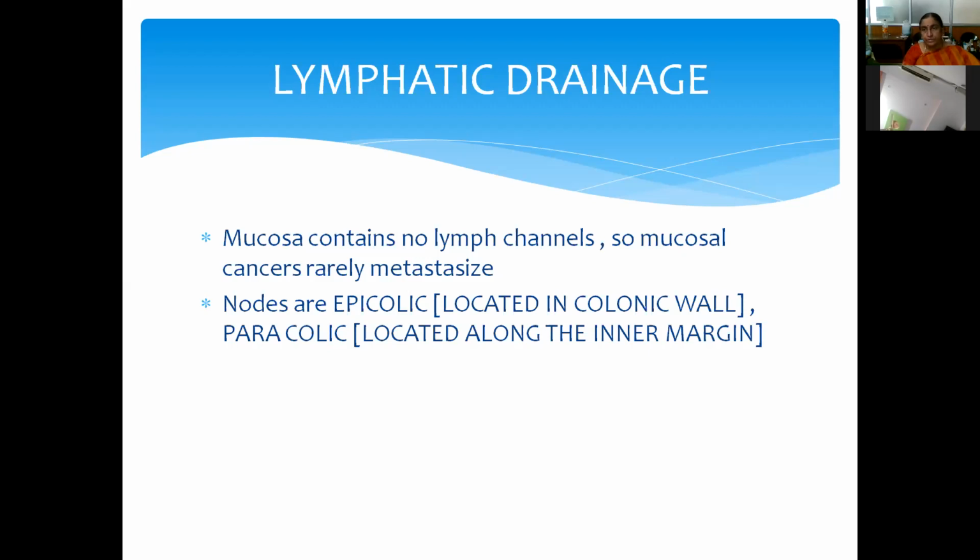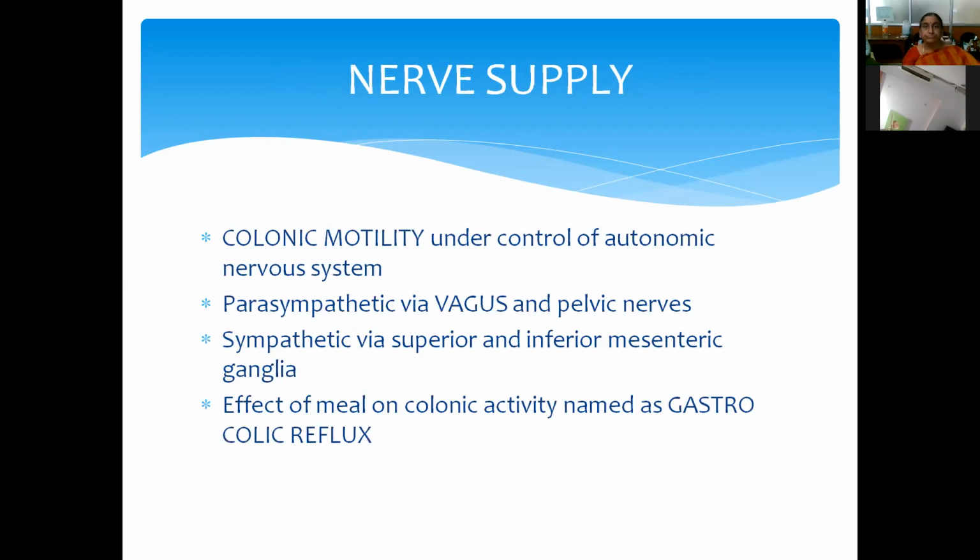Nodes are divided into different groups. The epicolic group of lymph nodes are located in the colon wall itself, whereas the paracolic nodes are located along the inner margins. Finally, they go to the central lymph nodes along the route of the mesentery. In between, the lymph nodes along the branches of the colic arteries are called intermediate lymph nodes.